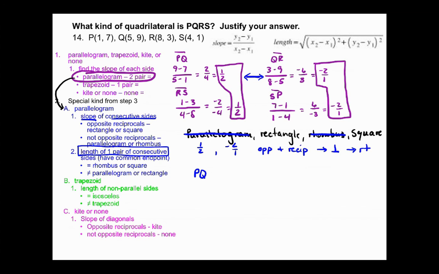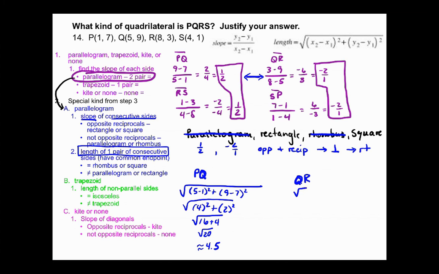So PQ has a common endpoint with QR. So both of these have the common endpoint of Q. So we do the distance formula. So for PQ, that's going to be 5 minus 1 squared plus 9 minus 7 squared. So this is going to be 4 squared plus 2 squared. So this is going to be 16 plus 4. This is our square root of 20, which is approximately 4.5.